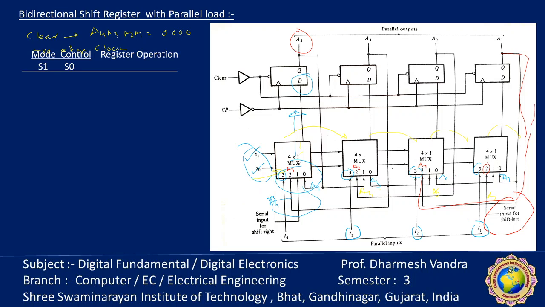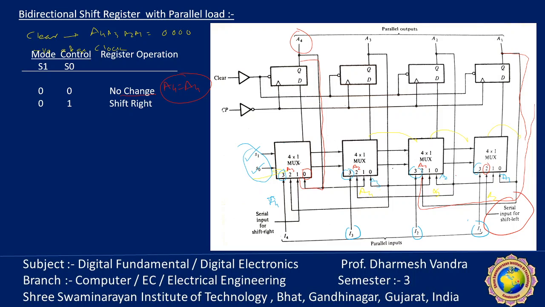Let's see the table. Suppose S1 and S0 are 0 0. So what happens? This 0 line is selected and transferred here, and this 0 is the previous output. So no change is there. The output is the previous output. This 0 is connected with A4, so the value of A4 is equal to the previous value of A4. So it's no change.